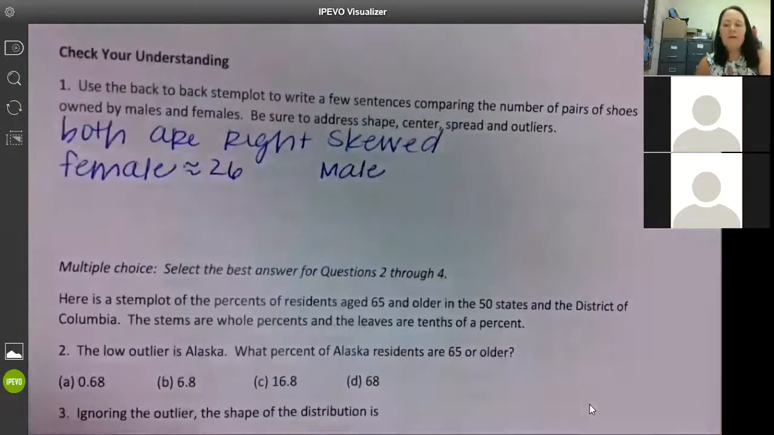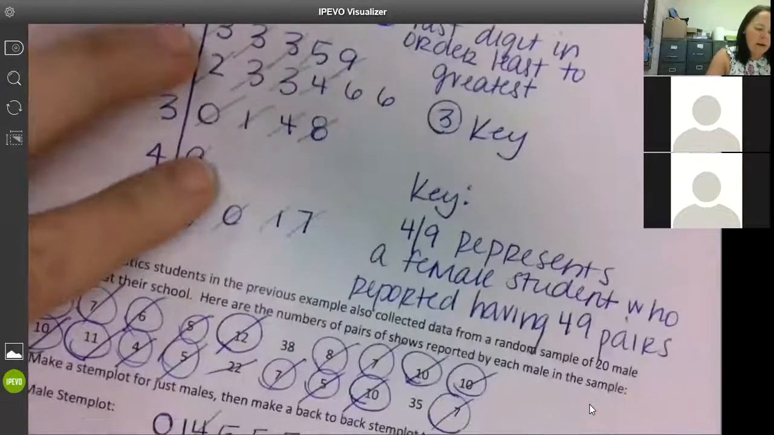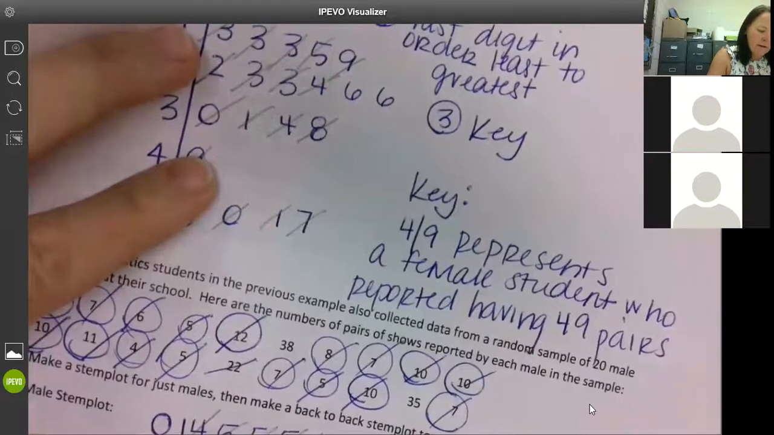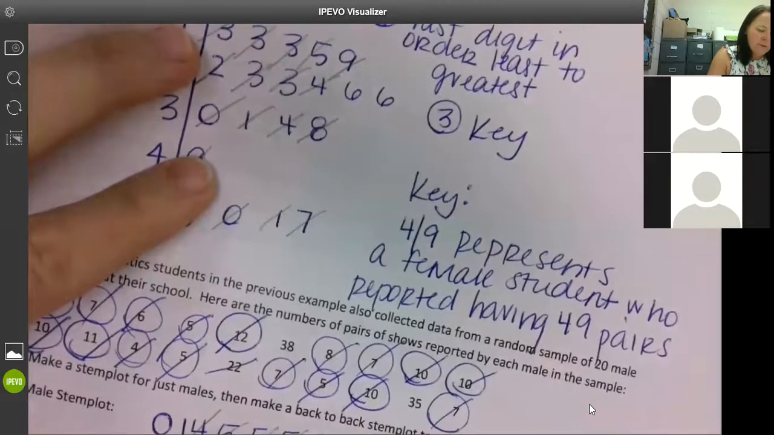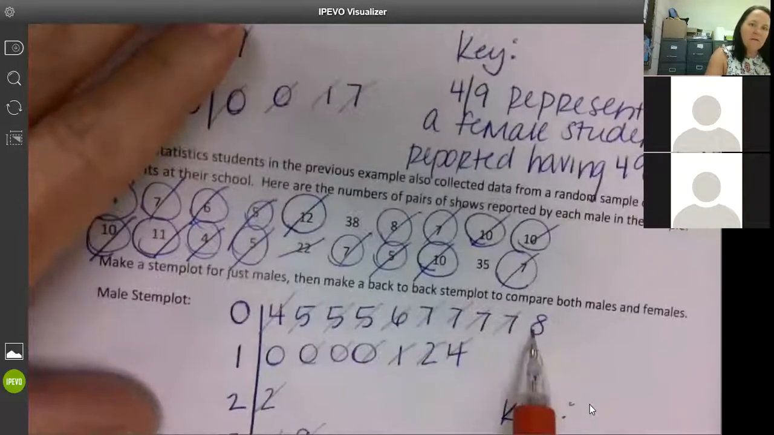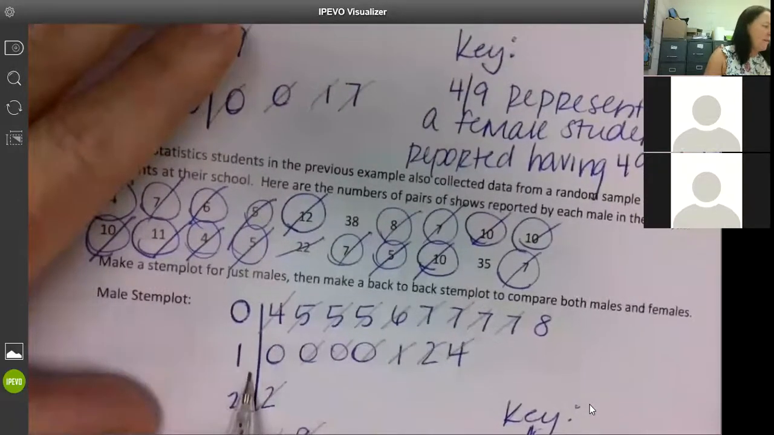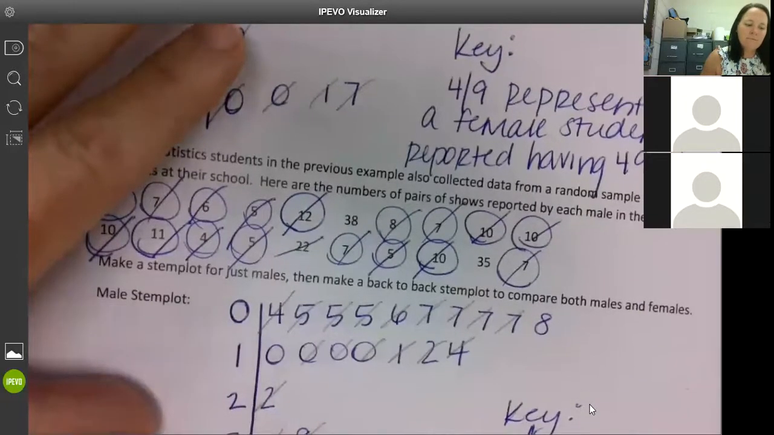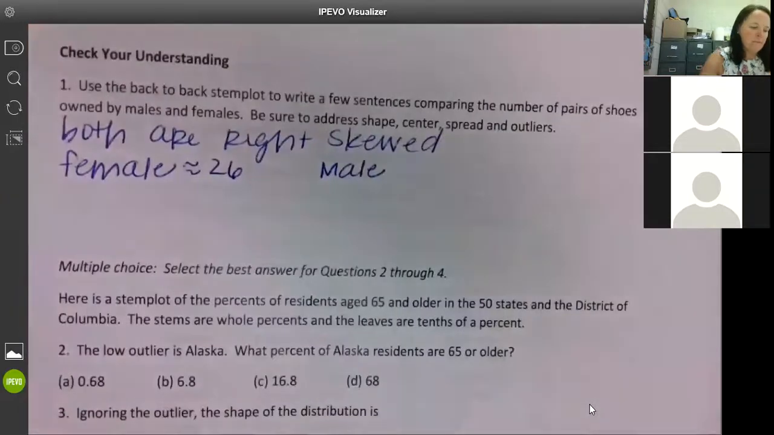The male, if we do that, same thing. Low, high, low, high, low, high, low, high, low, high. We get 8 and 10 as our leftovers. So what would be your center? 9. Perfect.